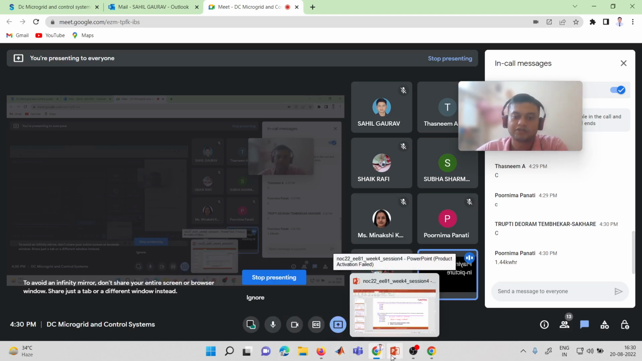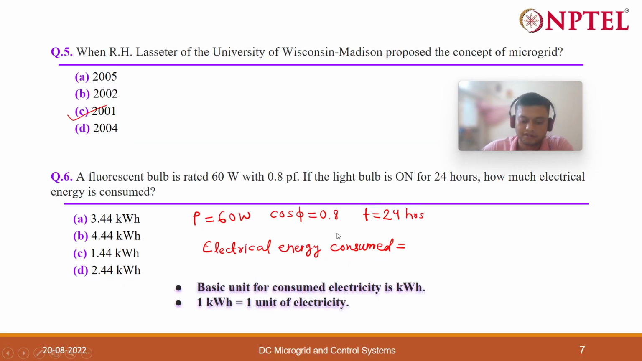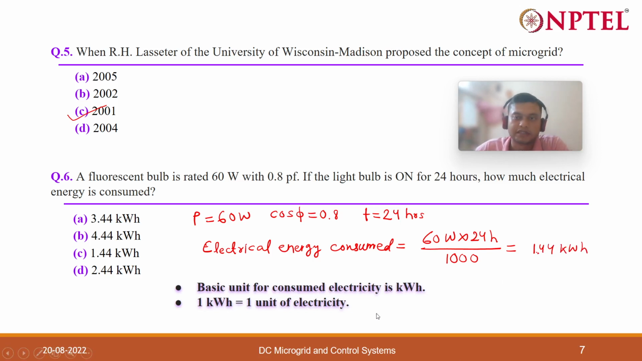So this one is a very simple question. If we find out this electrical energy consumed, then you need to multiply the bulb rating by hours, and if you want it in kilowatt hour, then you have to divide it by 1000, then you will get 1.44 kilowatt hour. And we know that 1 kilowatt hour is 1 unit of electricity, the basic unit for consuming electricity.